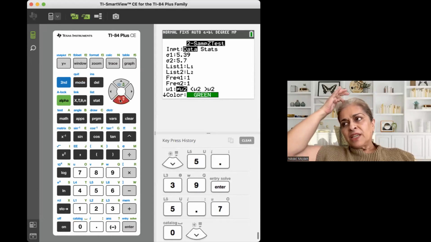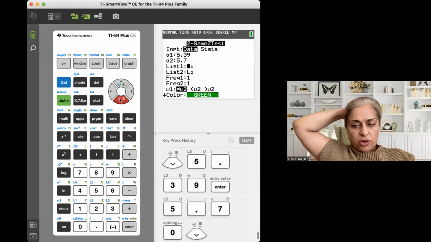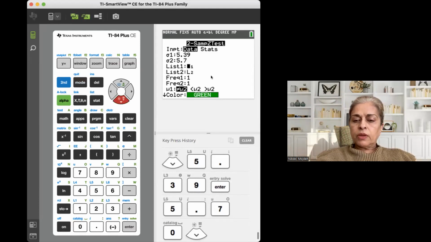Now, they are not asking for N and X bar. So list one is L1, list two is L2. Frequency, you can either leave it blank.